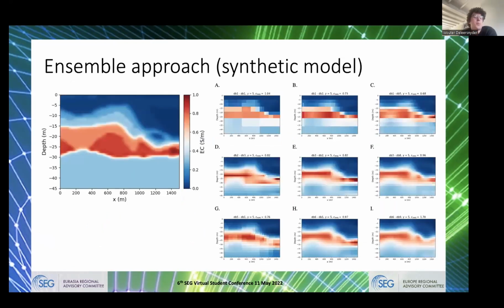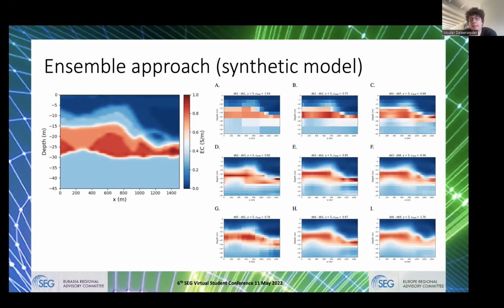But okay, let's go back to the actual salinization map. Let's look at a synthetic model. On the left-hand side, we have a synthetic model where a highly conductive saltwater lens is lying on a clay layer with some fresh water on top. So we generate some synthetic data, and then we will invert the data. Suppose we don't have any clue about what the inversion model should look like. We can then generate an ensemble of inversion models that fit the data to the same noise level.